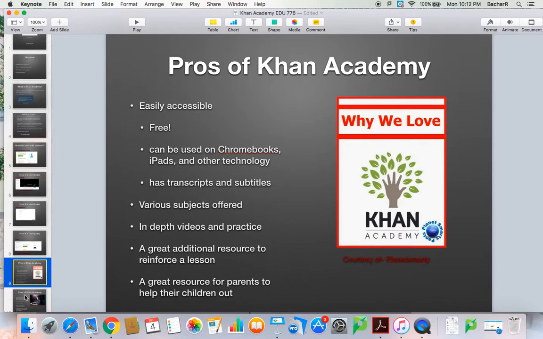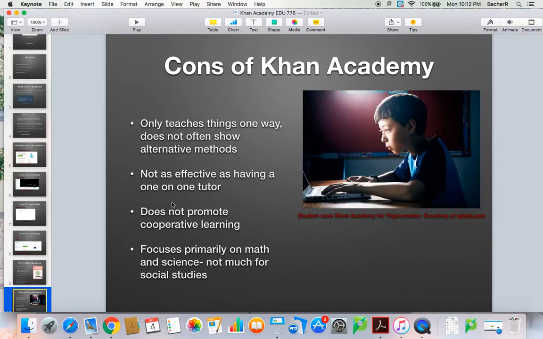But with the pros, there are some cons. Some of the cons of Khan Academy is only one way of teaching. Really, they only show one way of doing math problems when we know that there's multiple ways of doing problems. Oftentimes in the classroom, we do say, hey, if you could find that math problem a different way, go ahead and do it. They don't necessarily offer that with Khan Academy just because it is a basic video that's going over the overview of the lesson. They don't often go over more than one method.